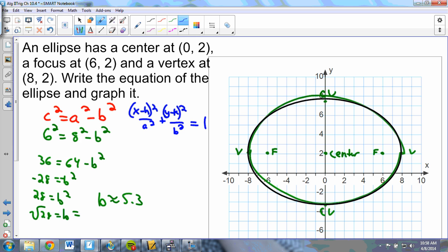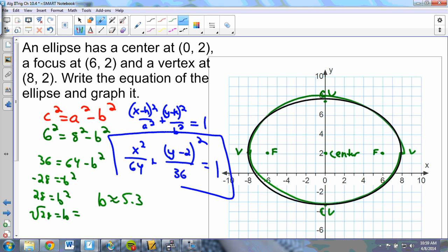Well, it's horizontal. It's going horizontal. Okay, my center was 0, 2. So it's x squared plus y minus 2 squared. My a value was 8, so a squared is 64. My b value was 6, so b squared is 36. And that equals 1. That's the equation of that ellipse.